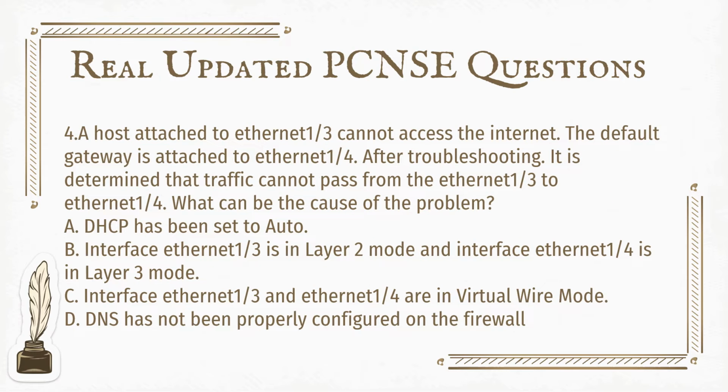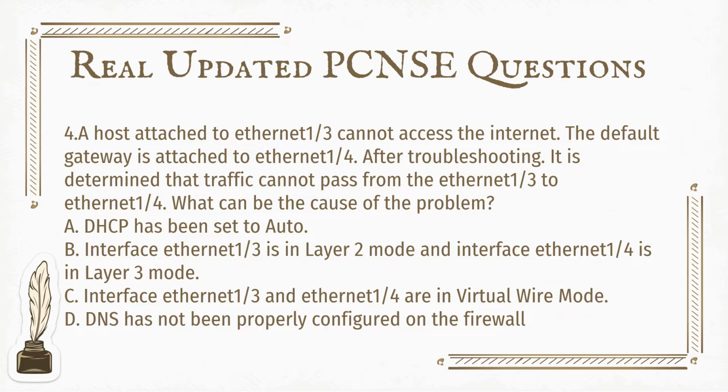4. A host attached to Ethernet 1/3 cannot access the Internet. The default gateway is attached to Ethernet 1/4. After troubleshooting, it is determined that traffic cannot pass from Ethernet 1/3 to Ethernet 1/4. What can be the cause of the problem?